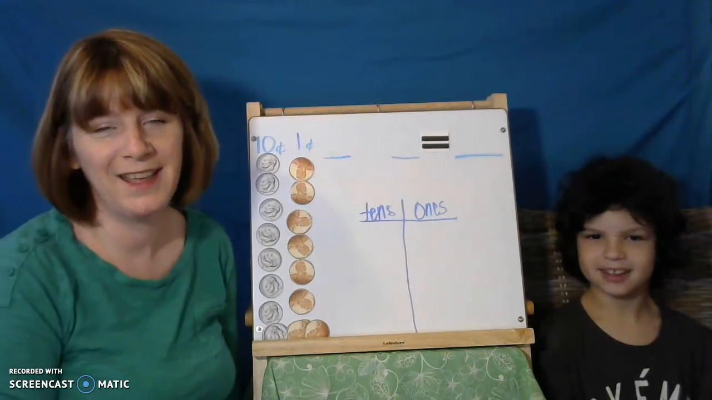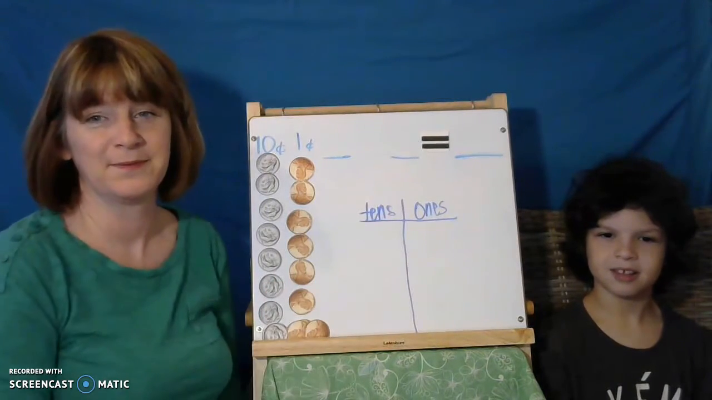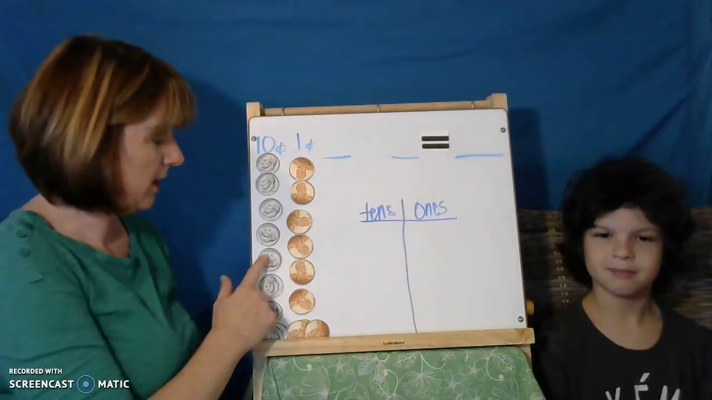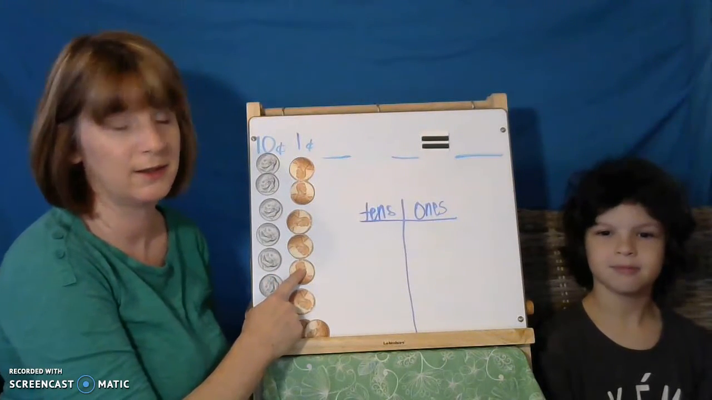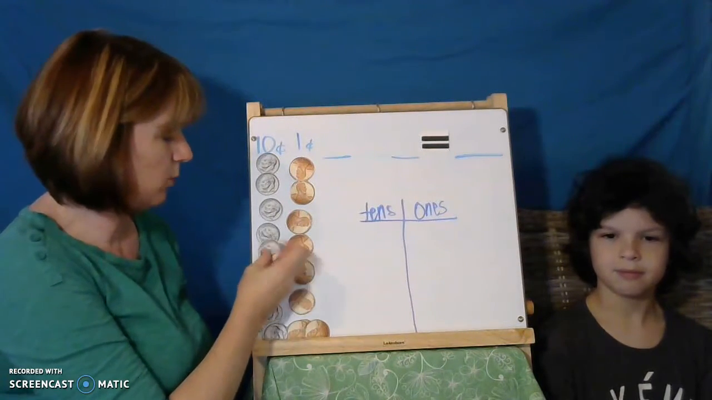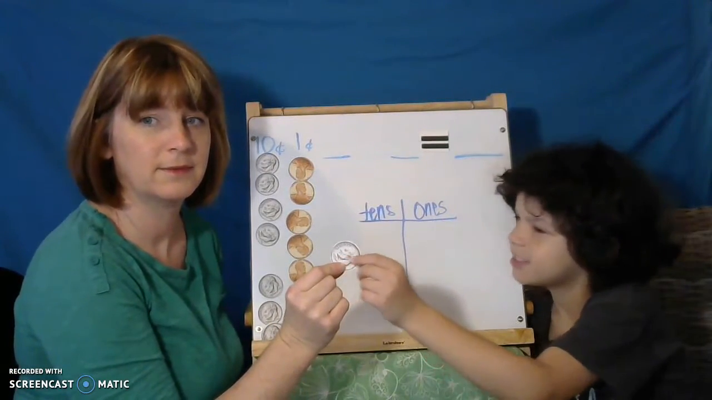Hello. Today, we are going to be adding and subtracting money. We are going to be using a dime and a penny to add and subtract. So how much is a dime worth, Ollie? It is worth 10 cents.